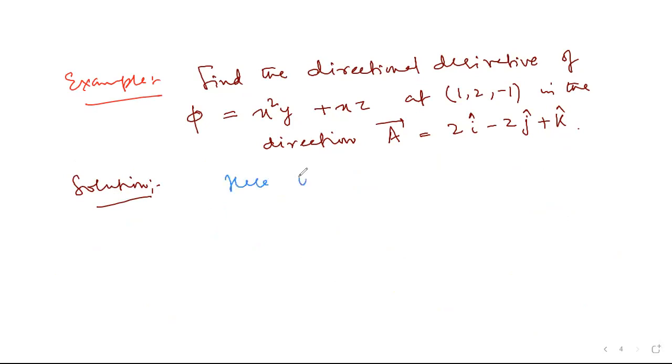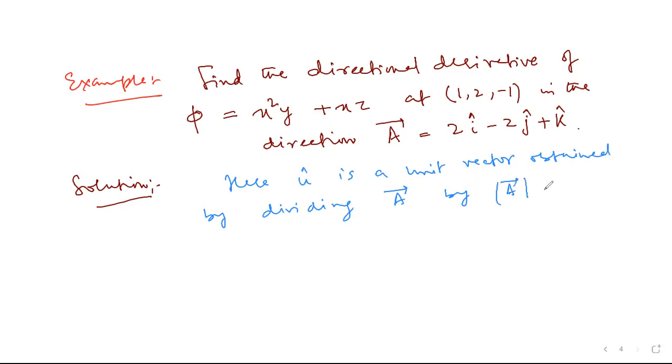Here, u cap is a unit vector obtained how? How do you obtain a unit vector in the direction of a particular vector? You divide that vector by the magnitude of that particular vector. So u cap is a unit vector obtained by dividing vector A by the magnitude of A.